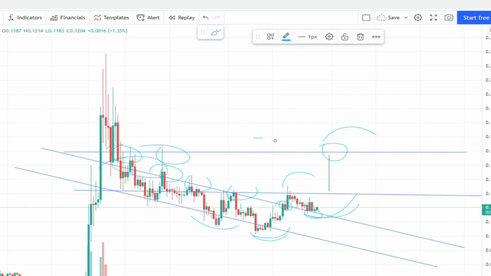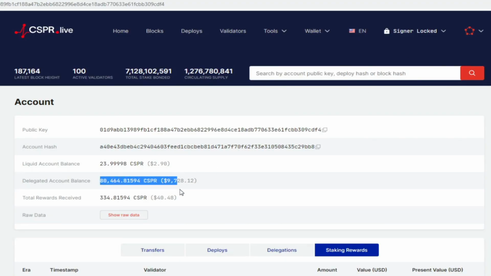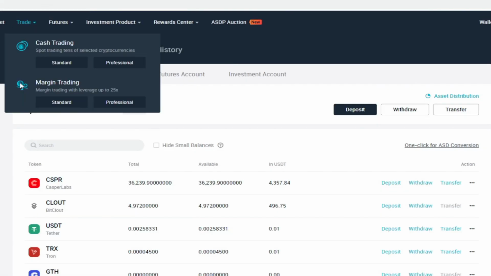But guys, what I recommend for you to do is to buy some Casper and bag it for long term, and do go and stake them like I do. 80,000 Casper Labs coins, I'm staking them, and some of them I keep in my Ascendex account.